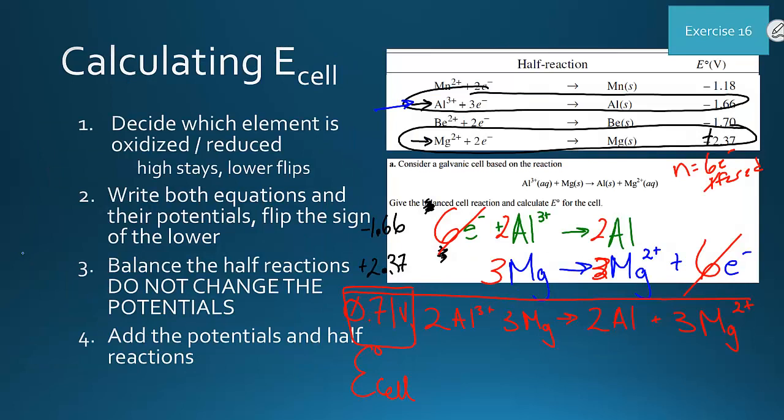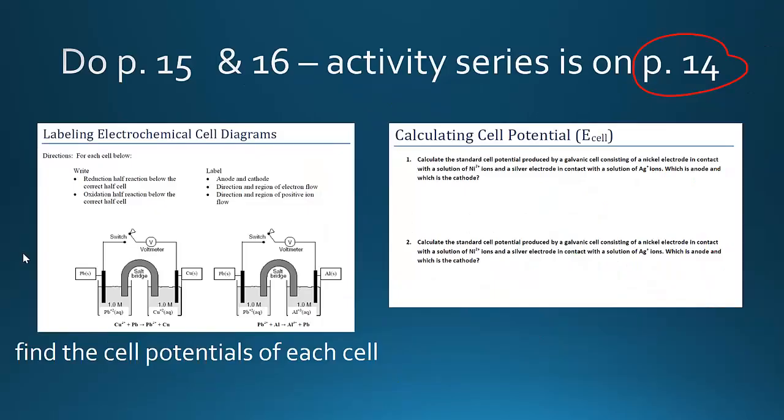Remember, the element with the more positive cell potential is the one that is going to be reduced and is therefore your cathode. The species with the more negative cell potential is the one that is going to be oxidized and is therefore your anode. So go ahead and complete page 15, do page 16, and again, use the cell potentials on page 14.